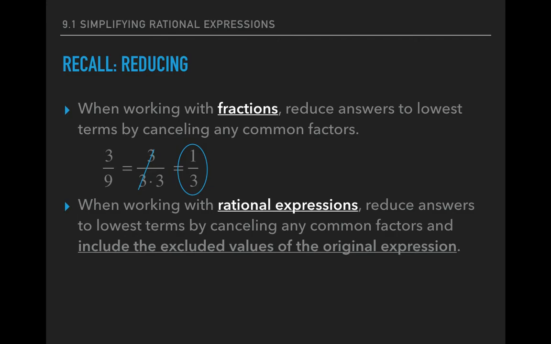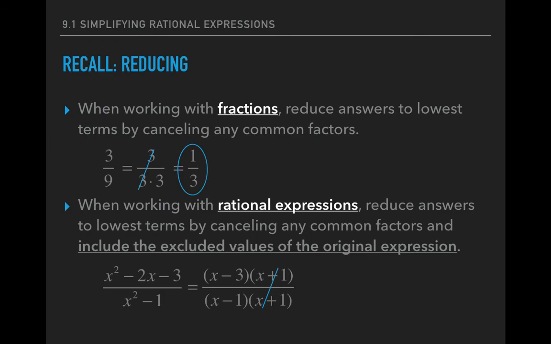It is similar for rational expressions. You reduce rational expressions to lowest terms by canceling any common factors. And then you need to make certain that you include the excluded values, like we saw before. So here, if we were asked to reduce this expression, you would factor the numerator and the denominator, which you see I have done here, and they both have an x minus 1 in common.